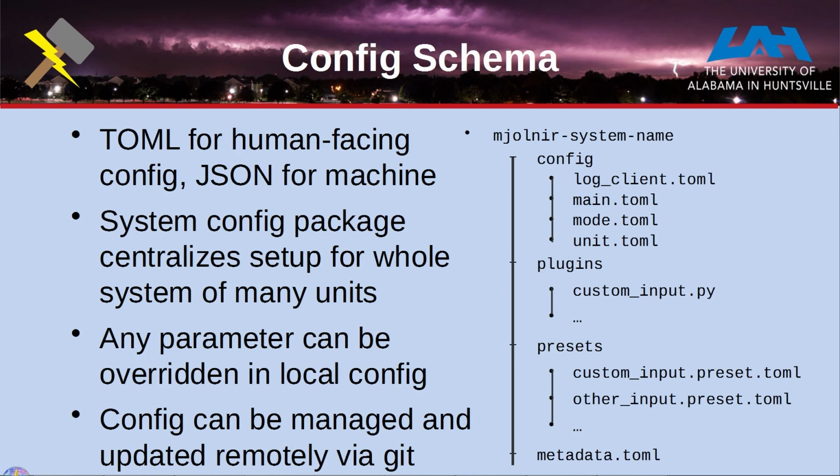Mjolnir uses .toml for its human-facing config, which is much like INI that you're familiar with, but just more powerful and easier to use. Your system config package centralizes the setup for your entire system with all its units, but any parameters still can be overridden in your local configuration. The configuration can be remotely managed and updated via Git, allowing all your clients to pull down new settings, but also allowing you to track any changes that were made. As you might expect, your system config package contains your configuration files, plugins, presets, and some metadata.